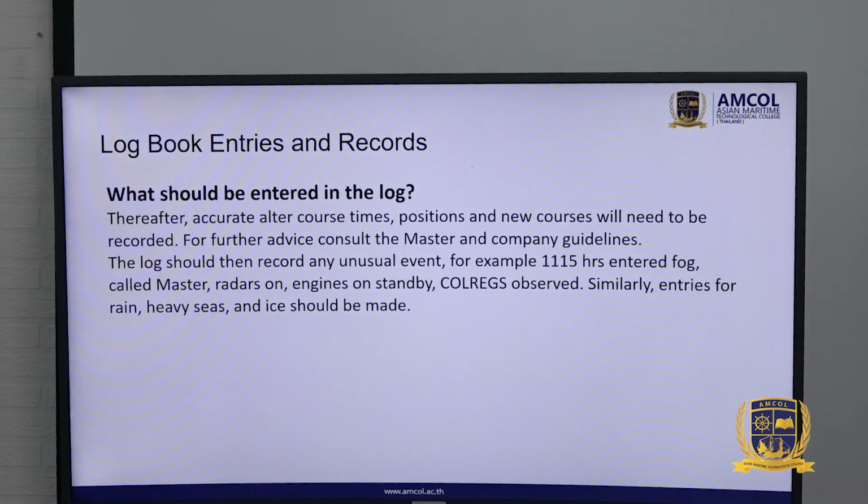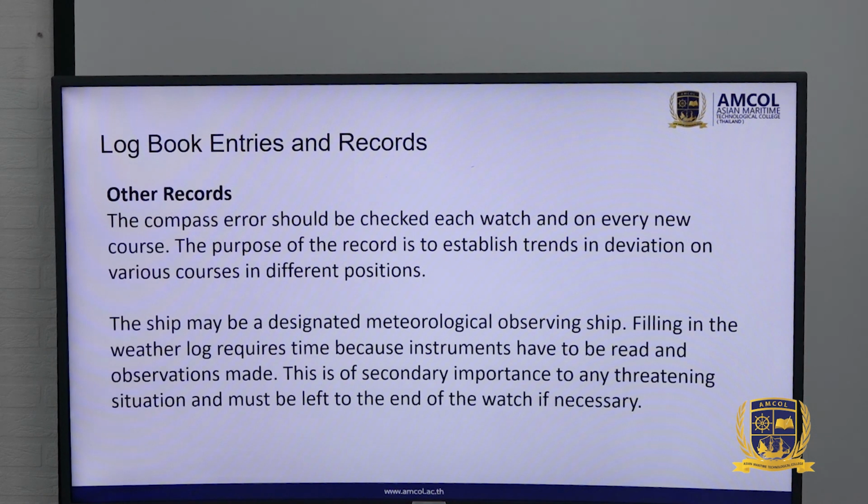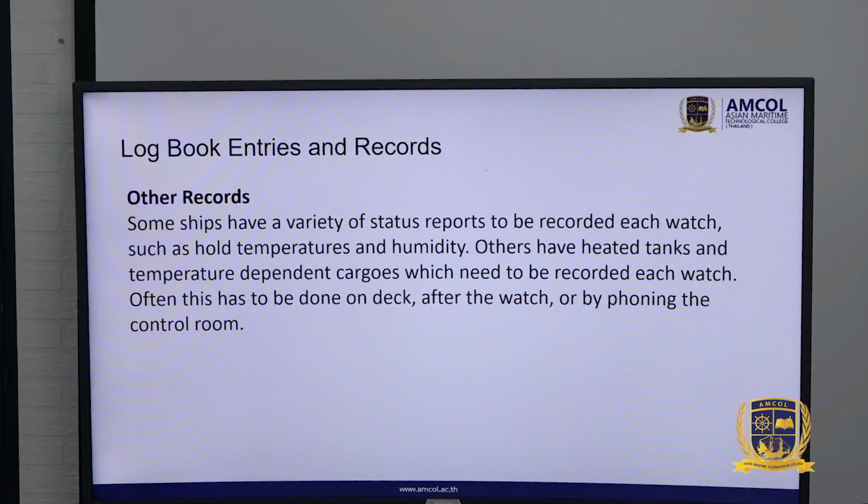What should be entered in the logbook? I have mentioned already: mooring status, use of anchorage. Other records, as mentioned, are like movement logbooks. It could be your compass error books, etc. Some ships may have other records, such as temperature and humidity, or what time the steam was opened for the oil tanks, etc.